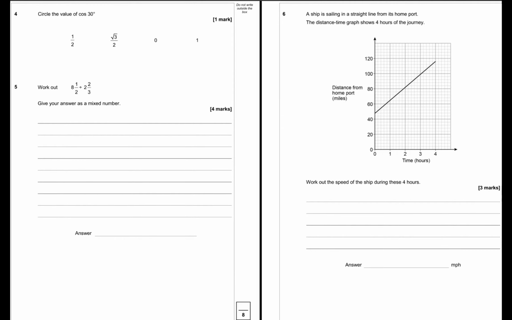Okay, circle the value of cos 30 degrees. Okay, there's no easy way to do this. You've just got to memorize this. So the value of cos 30 degrees is root 3 over 2.